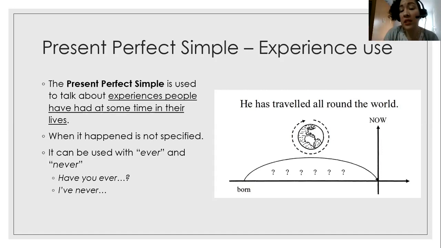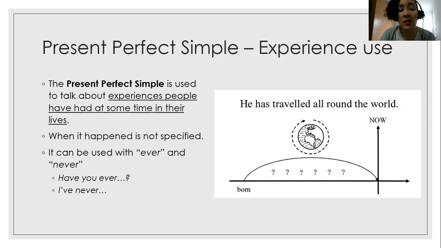So from the moment he was born to the moment now, he has traveled. He has gone to many places in his life, okay? It's possible that he will travel in the future. He is not dead, okay? But we want to know about everything that has happened in the past until this moment. So when these things happen, we don't know the exact moment either, okay? So when it happened is not specified.